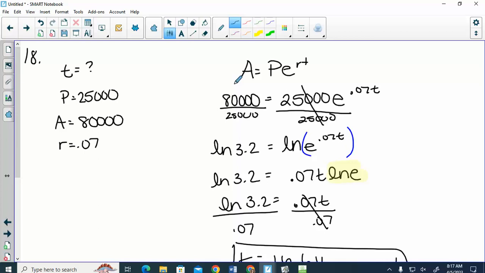Would it make any difference if you just cancel the natural log? As long as you bring down your exponent, you're okay. The problem I saw with a few people yesterday is they were canceling it here and then saying it was 1 to the 0.07t, and that's wrong. Right, okay. So as long as you bring down your exponent, then you're okay. Other questions? I'm assuming you weren't alone.